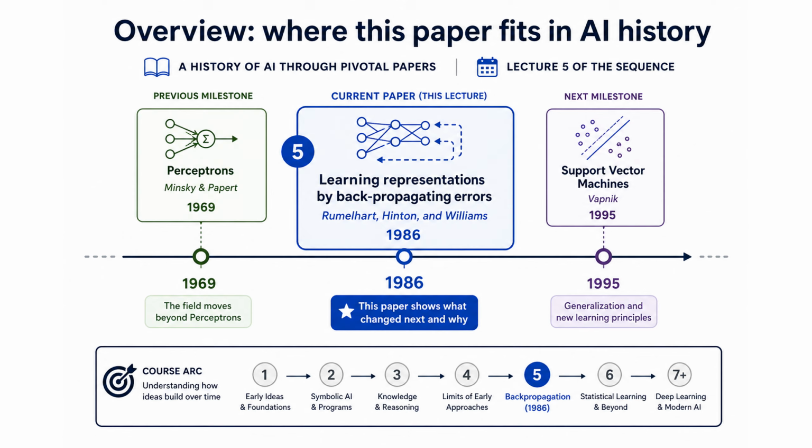This course traces the history of AI through the papers that changed the field over time. This lecture is paper 5 in the sequence, set in 1986, and it focuses on learning representations by back-propagating errors by Rumelhart, Hinton, and Williams. By this point in the timeline, the field has already moved beyond perceptrons from 1969. This lecture shows what changed next and why the historical sequence matters.